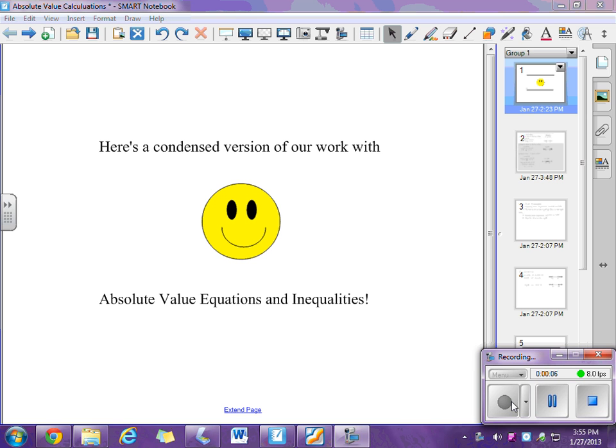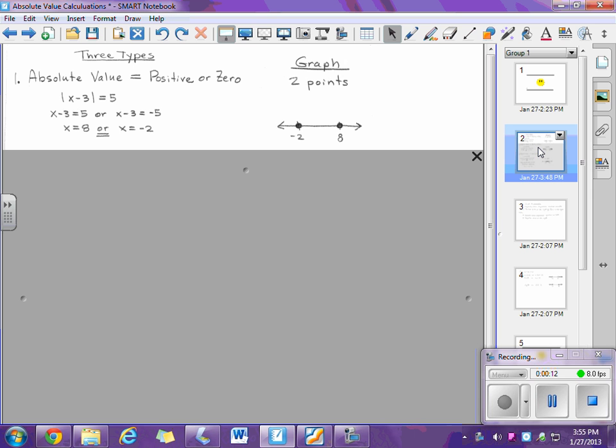Hey, thanks for taking a look at absolute value equations and inequalities. There are three basic types: absolute value with an equal sign and a positive or zero value on the right.